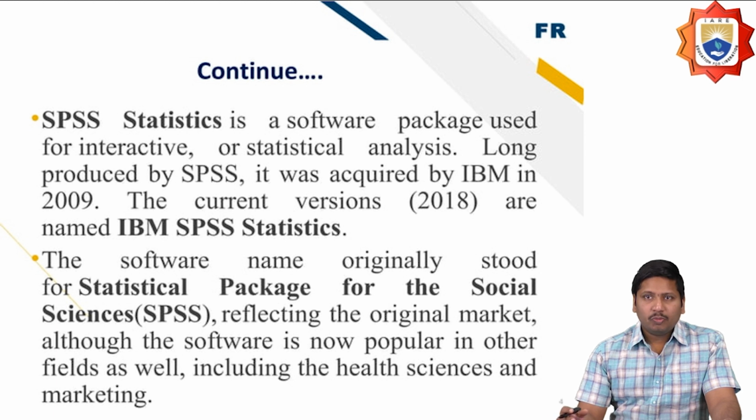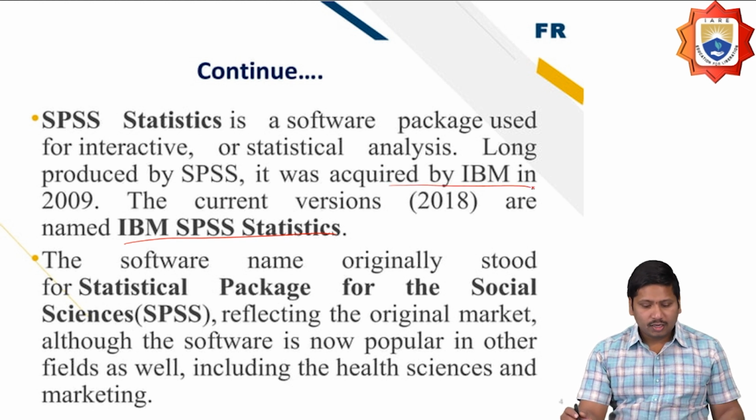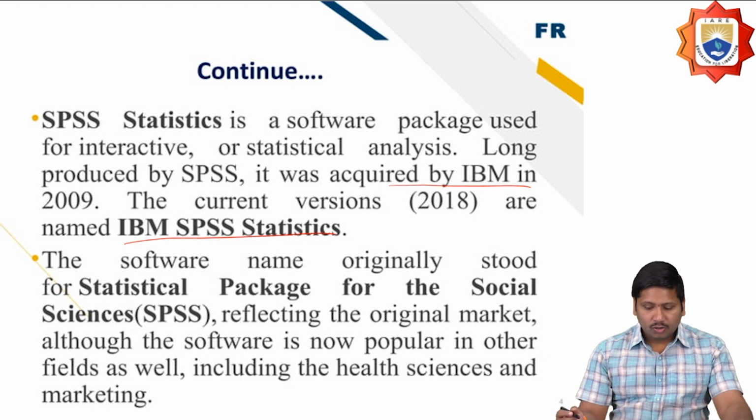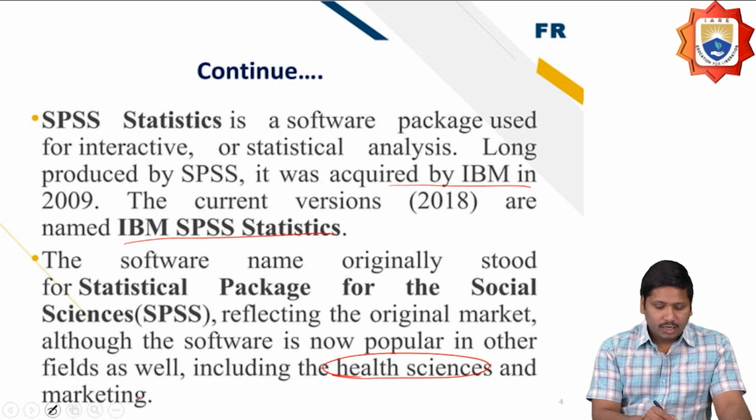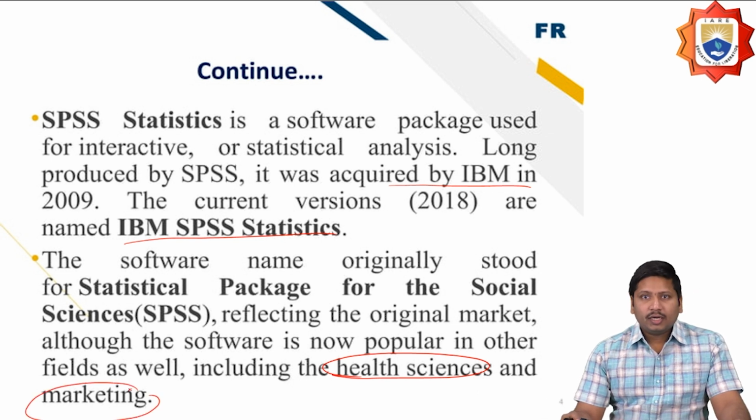Since it was acquired by the IBM company in 2009, various versions of this have also been used. The 2018 version is IBM SPSS Statistics, and it is now in use. It was later developed by IBM itself in 2009. The software is normally called the Statistical Package for the Social Sciences, and it is mostly used in health issues and marketing.